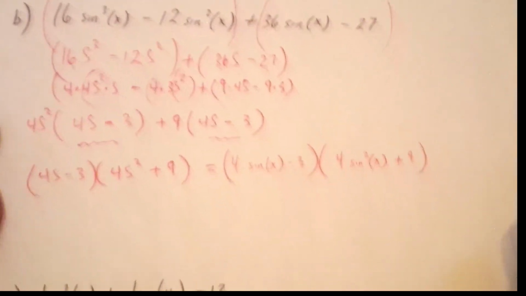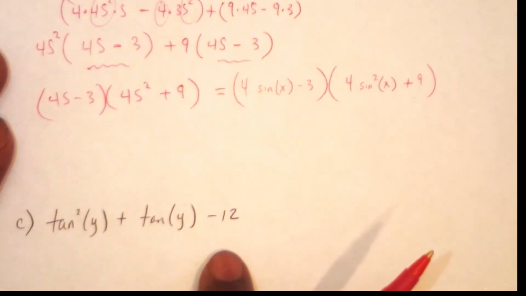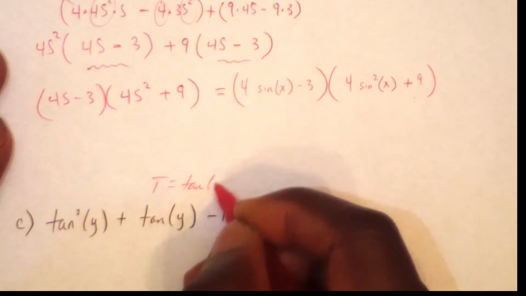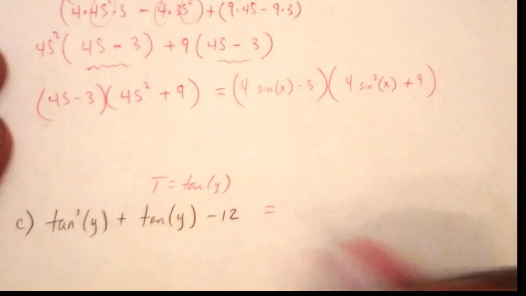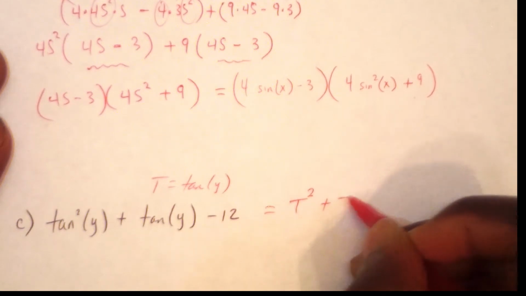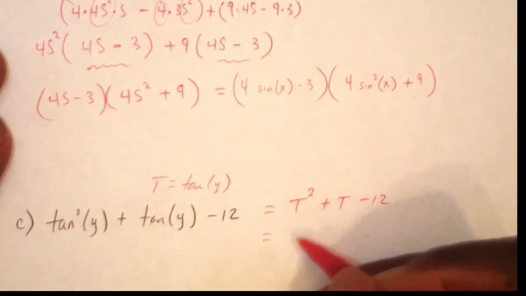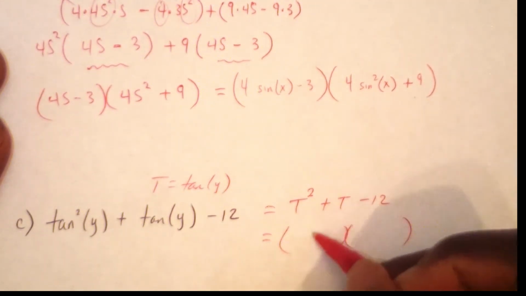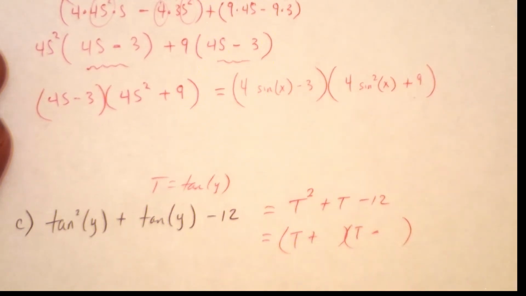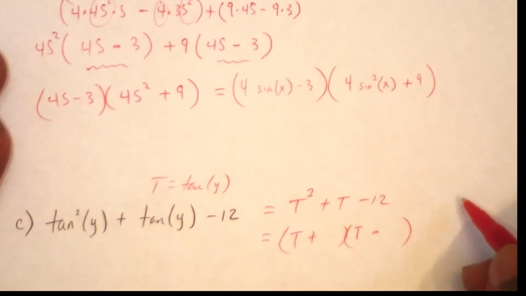All right, moving on to the last example on this page. So now we're dealing with tangent. So we're going to let t be the same thing as tangent of y. And if we do that, then this will be t squared plus t minus 12. So if we take it from here, we'll go ahead and factor, have a plus or minus there, t. And so we need factors of 12 that give us a difference of 1.